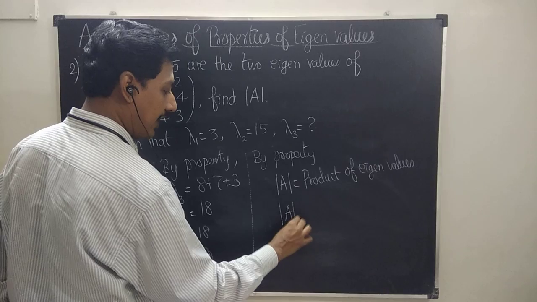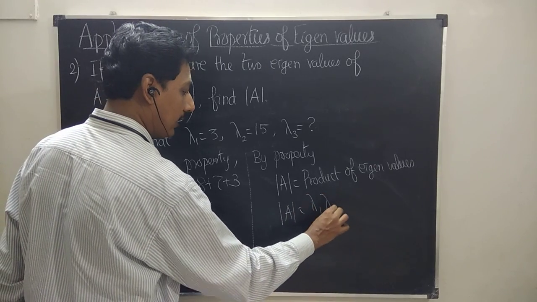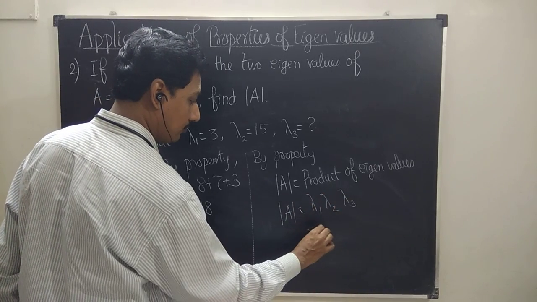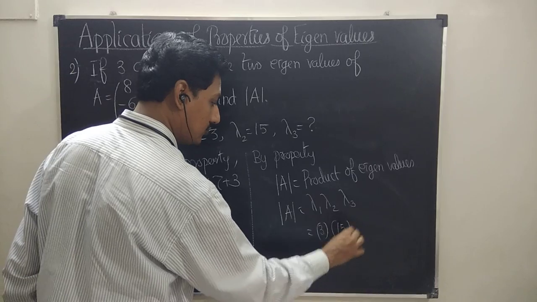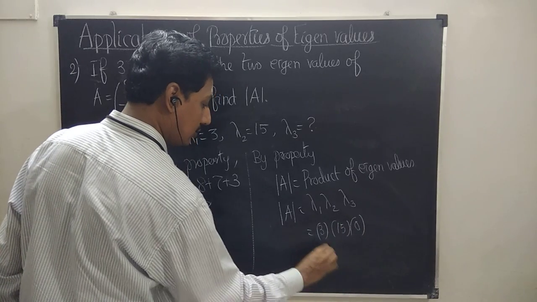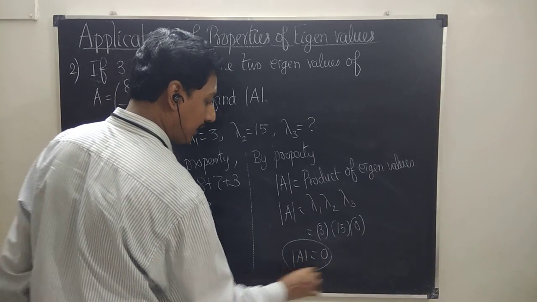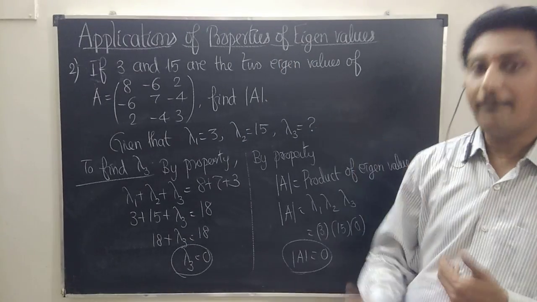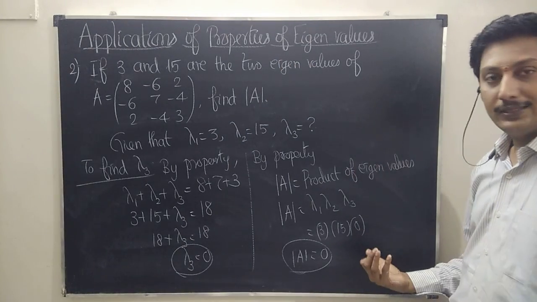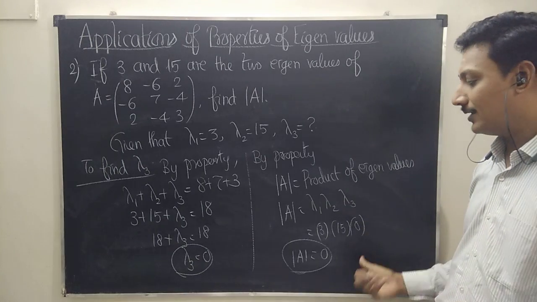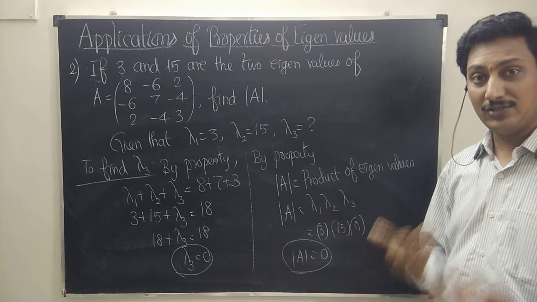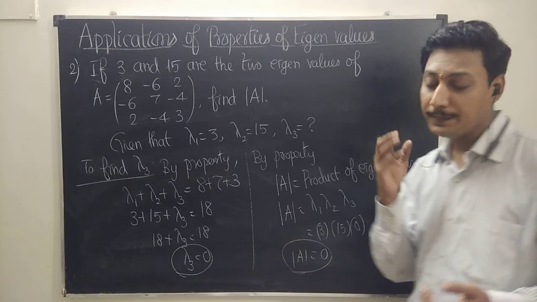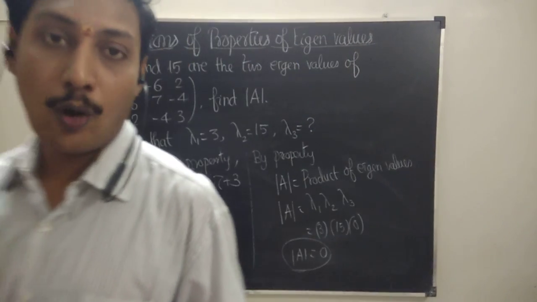So determinant of A is equal to lambda 1 into lambda 2 into lambda 3. So 3 into 15 into 0 is equal to 0. So I don't want to find the determinant of the matrix by the usual method. I can apply the property this time. So the determinant of the matrix is nothing but 0, because one of the eigenvalues is 0, so the product becomes 0. So that is the combination of property number 1 and 2.